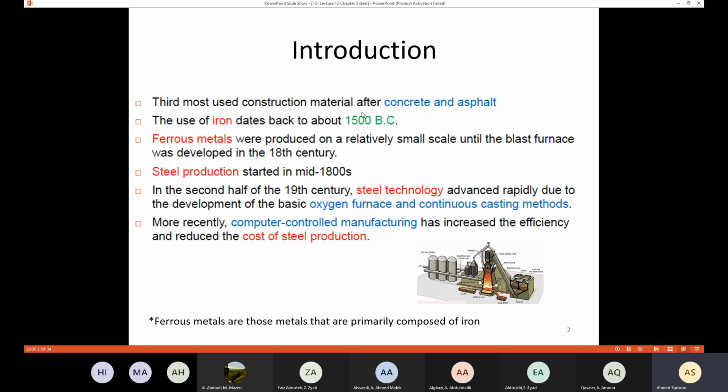To sum up all of this, we have known steel from a very old age, but the invention of the blast furnace increased the scale on which we produce steel. Then the process became quicker with the oxygen furnace and the continuous casting method. And nowadays we are using computers, which increase the efficiency of the production of the iron.